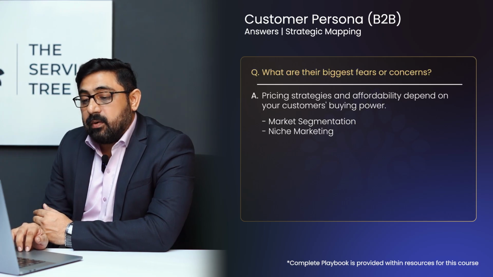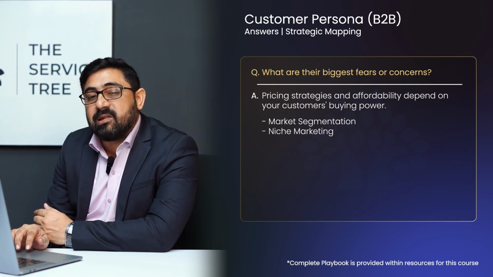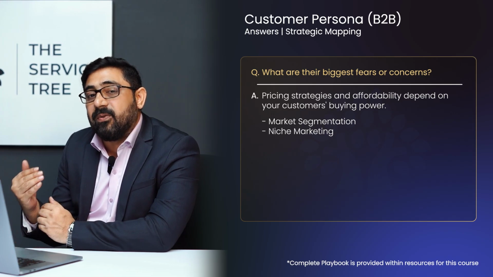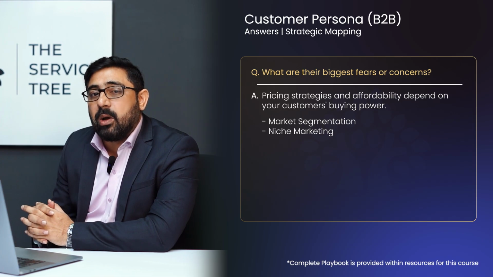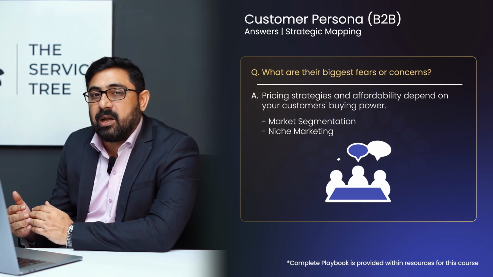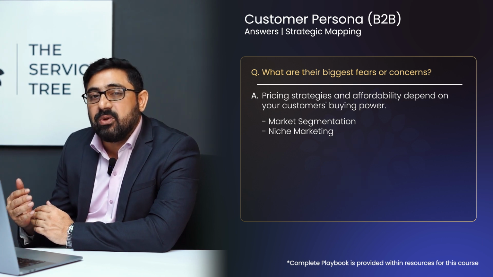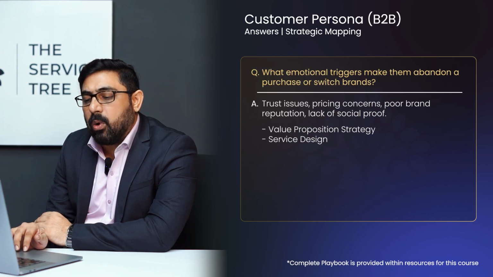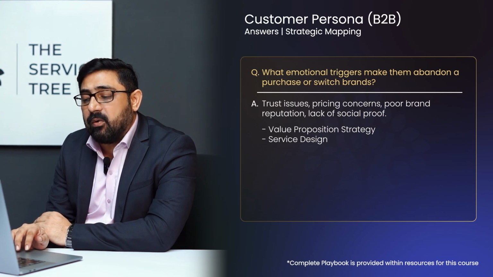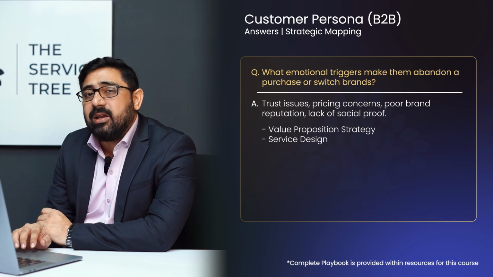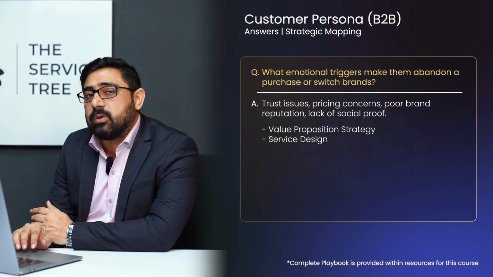So let's move on to A7. What are their biggest fears or concerns? This is what we call value proposition strategy, because once you have defined their pain point, that is going to help you drive your value proposition strategy to be pitched in your sales message to convince them that your service is really crucial and critical for them. Similarly, if we talk about A12, what emotional triggers make them abandon, purchase, or switch brands? This will not only get you a value proposition, but also the customer acquisition strategy, and accordingly designing your services for such customers whom you are going to target.